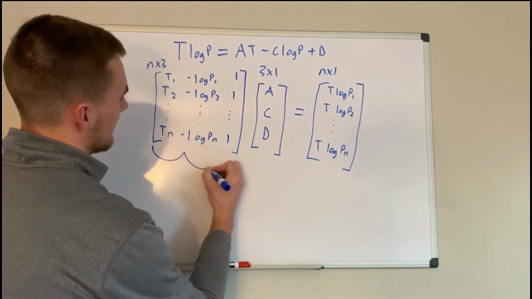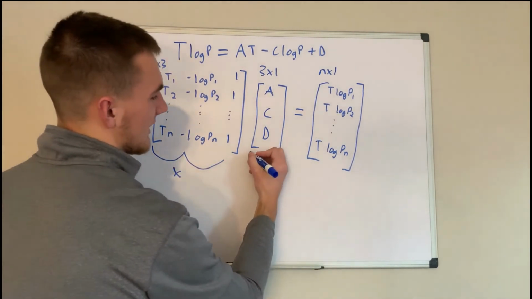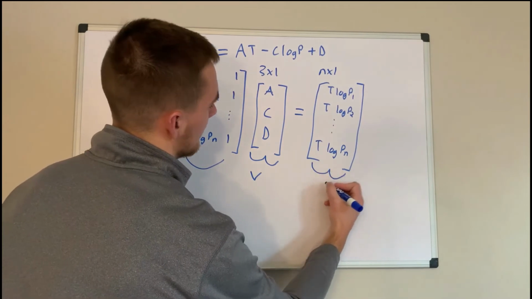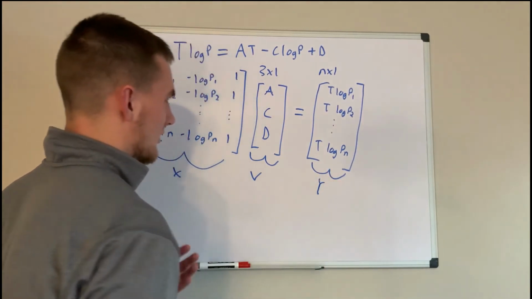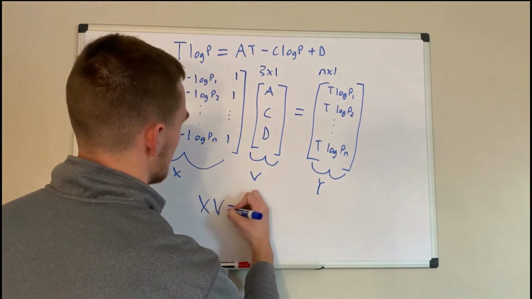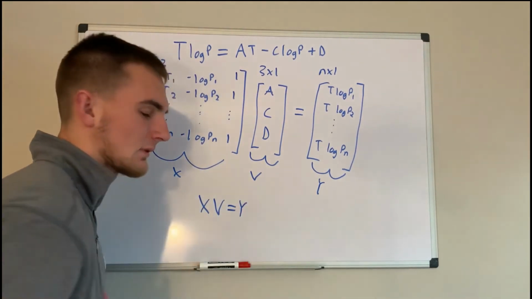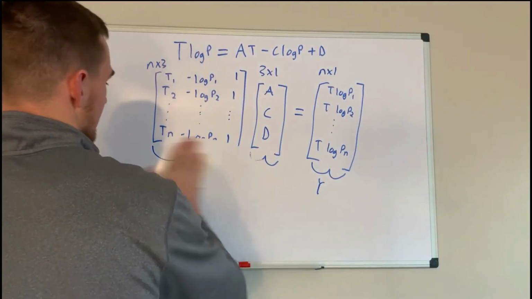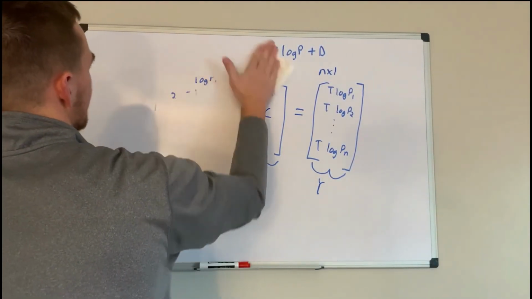So the first one I'm just going to name X. The second one I'm going to name V. And the third one I'm going to name Y. So this will leave us with X times V equals Y. Okay? Just going to erase this just to give myself more room here.